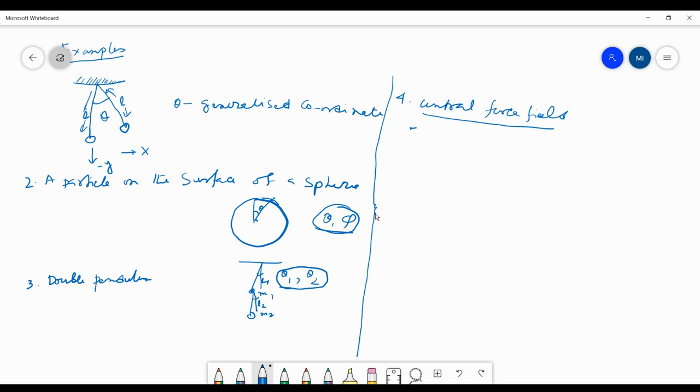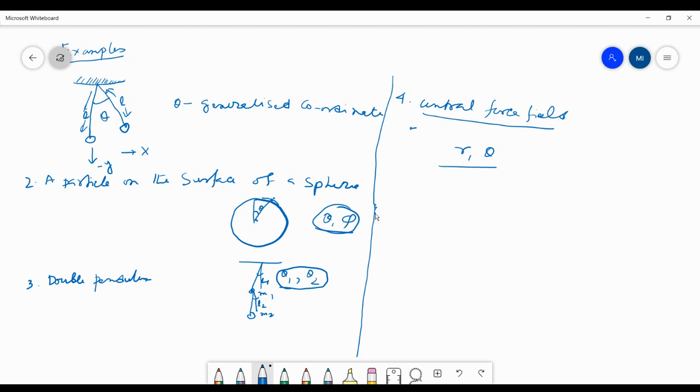So there are two degrees of freedom. The generalized coordinates will be r and theta, or x and y can also be used, but r and theta will be most convenient for a central force field problem because there is symmetry.